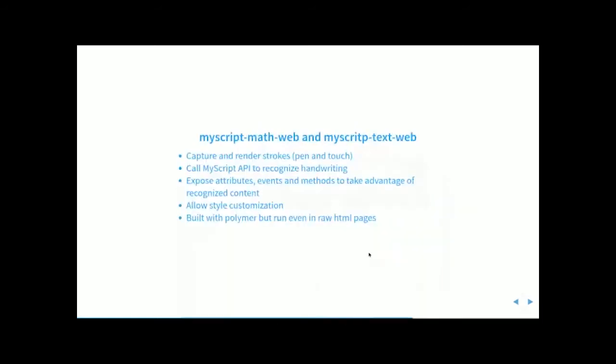Basically, those two components will capture the strokes for you, even if you are using a pen, a mouse, or touch. Once the stroke is captured, a call to the MyScript API is made to have a recognition working. And in return, we expose attributes, events, and methods to take advantage of the recognized content. We also have a small set of attributes allowing customization. And just for your information, it's built with Polymer, but it can run almost everywhere. That's the beauty of web components.